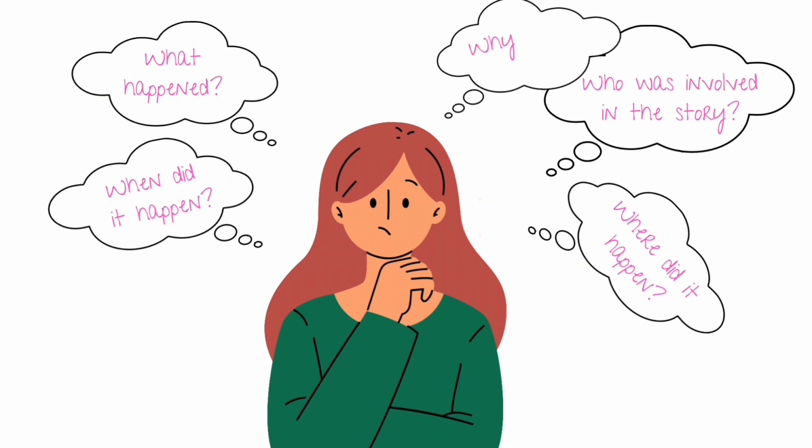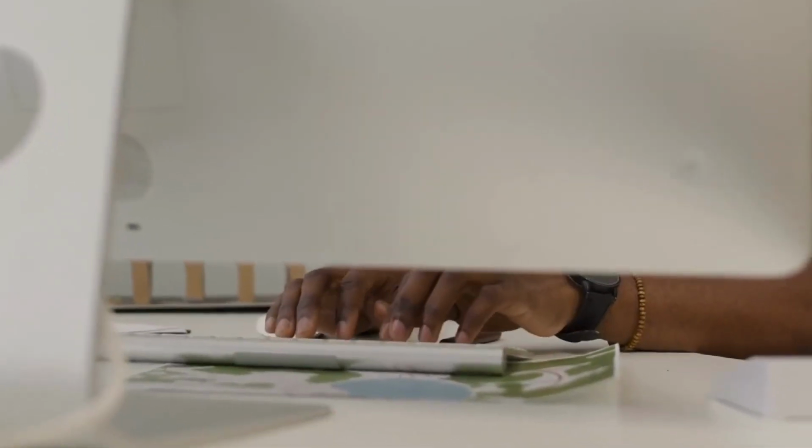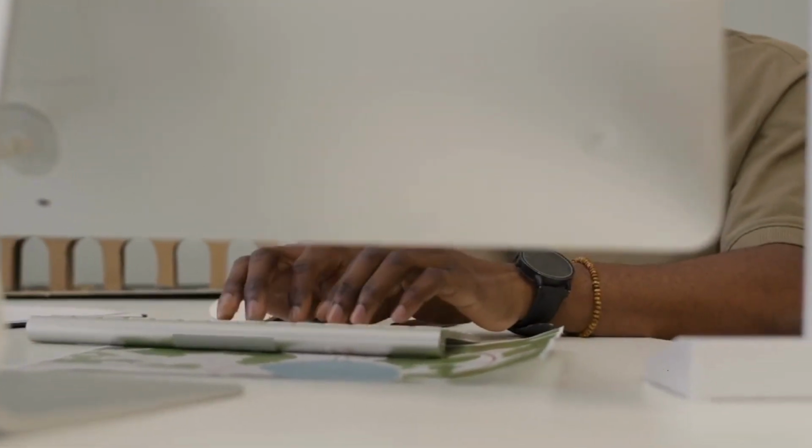The inverted pyramid structure is a valuable tool for journalists because it helps them to write clear, concise, and informative news articles. By following the inverted pyramid structure, journalists can ensure that their readers are able to get the most important information from their stories quickly and easily.